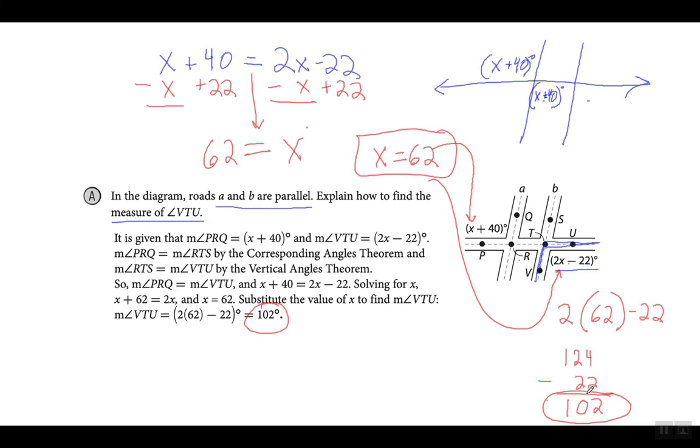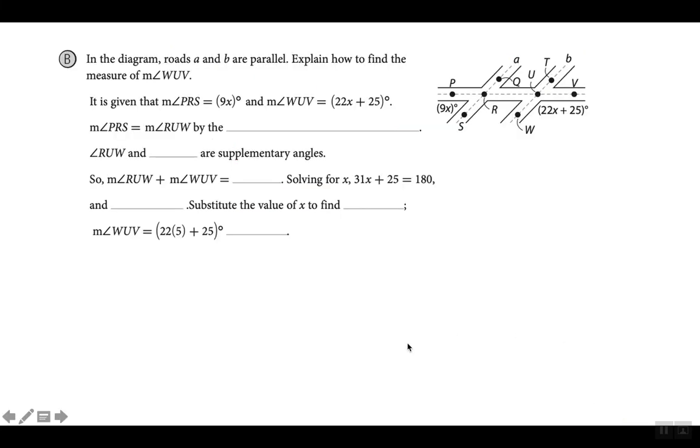Alright, let's look at another example. Alright, don't worry about all this. Let's just find the numbers. Alright, so in the diagram, same thing. Roads A and B are parallel. Las calles A y B son paralelos. Explain how to find the measure of angle WUV. Ahora tenemos que encontrar la medida de ángulo WUV.